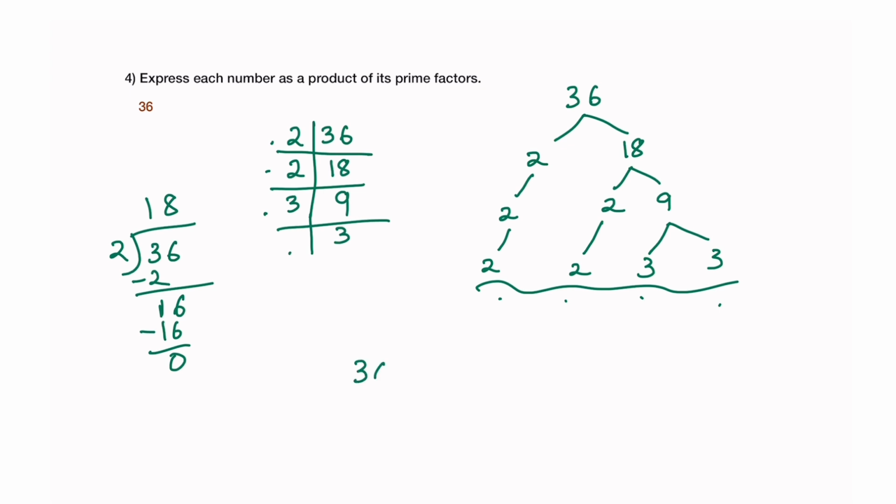So we can say that 36 is 2 times 2 times 3 times 3. You can check it. 2 times 2 is 4, 4 times 3 is 12, 12 times 3 is 36. So that's a way to confirm that you have done it right.